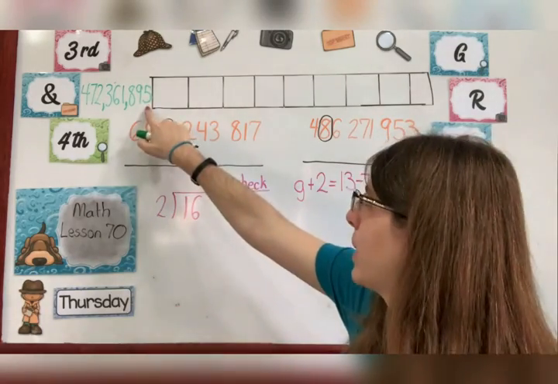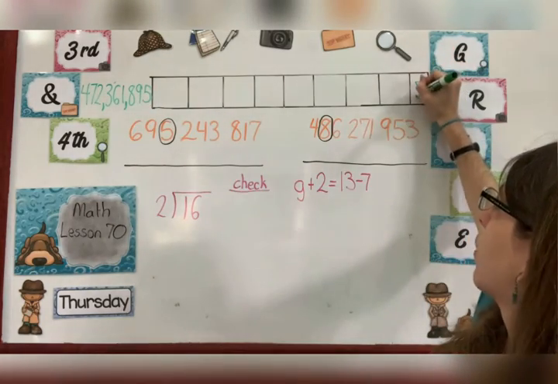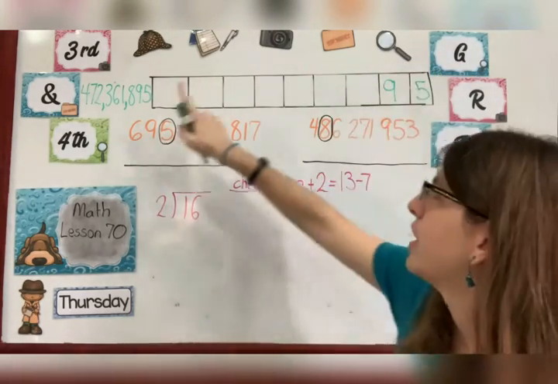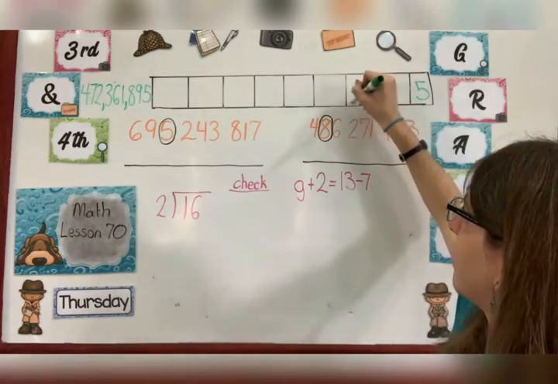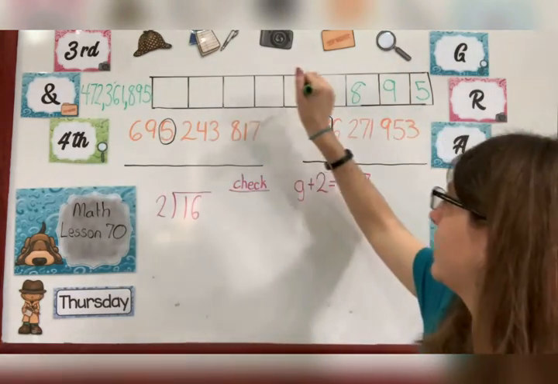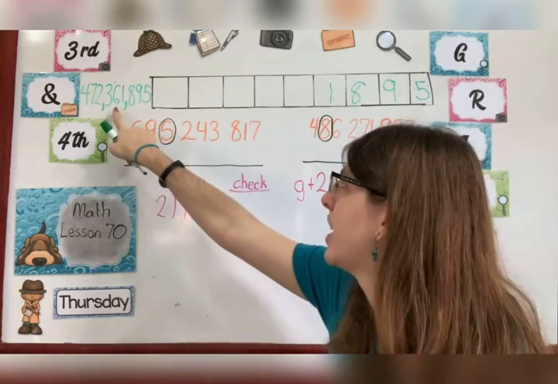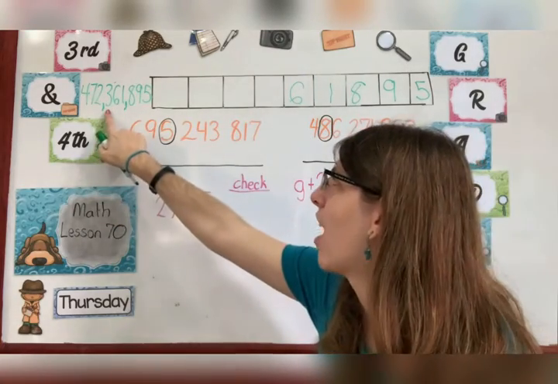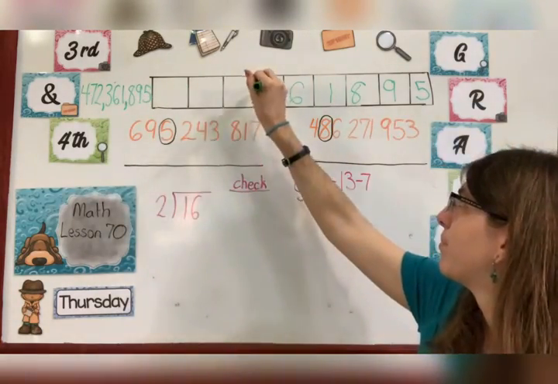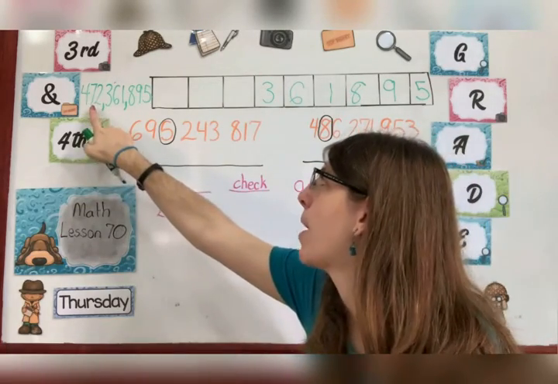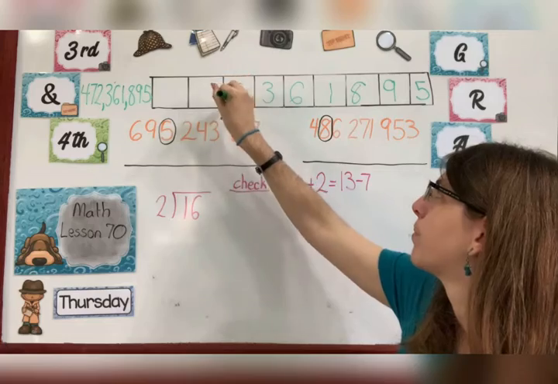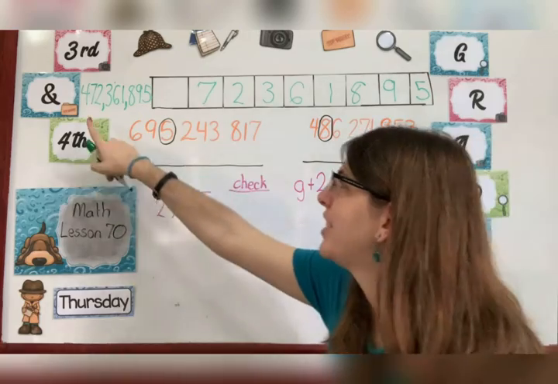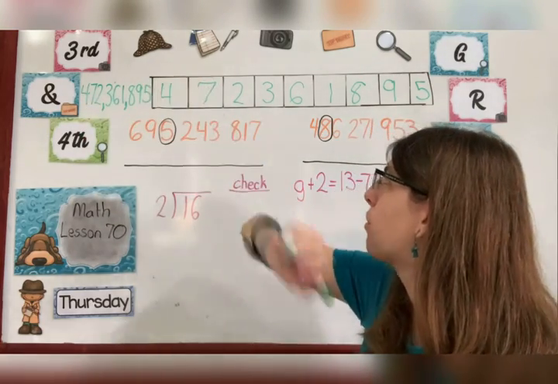The digit in the ones place is 5, so I'll put 5 in the box for ones. The digit in the tens place is 9. The digit in the hundreds place is 8. The digit in the thousands place is 1. The digit in the 10,000s place is 6. The digit in the 100,000s place is 3. The digit in the 1 millions place is 2. The digit in the 10 millions place is 7. And the digit in the 100 millions place is 4.